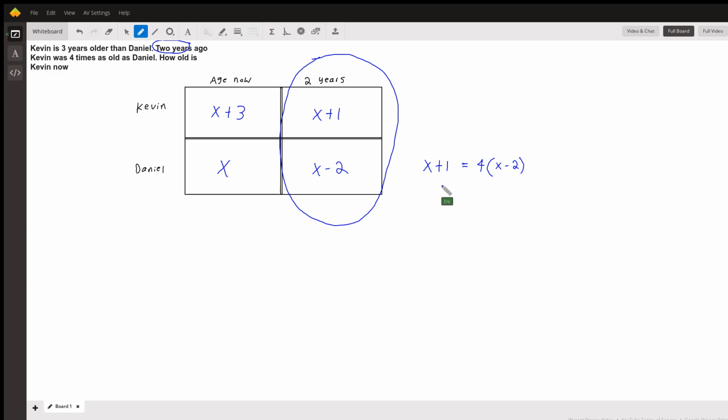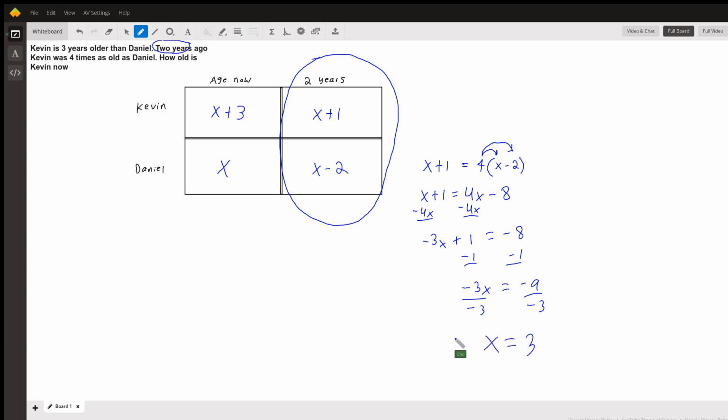Now to solve from here, we can just simplify the right side. So we get X plus 1 equals, if we distribute the 4 through both terms, 4X minus 8. Now we can subtract 4X from both sides. I should have subtracted X, it's all right. So we get negative 3X plus 1 equals negative 8. Now just subtract 1. We get negative 3X equals negative 9. Now just divide both sides by 3, and we get X equals 3.